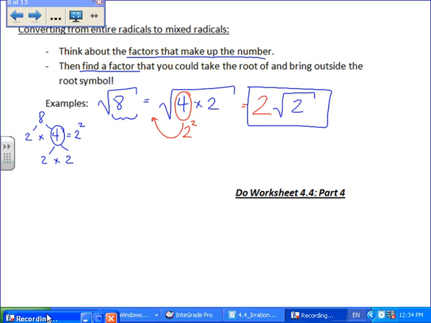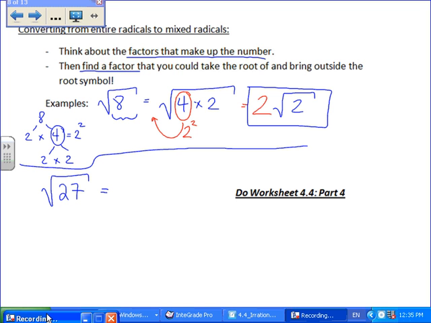Okay, let's try another example. Let's do square root of 27. Again, you might try this in your calculator. 27 is not a perfect square, so it doesn't give you a nice answer. It gives you a long decimal. Instead, we're going to say, let's write this as a mixed radical.